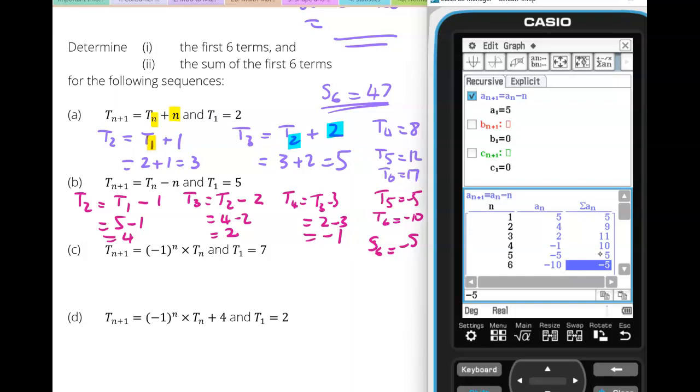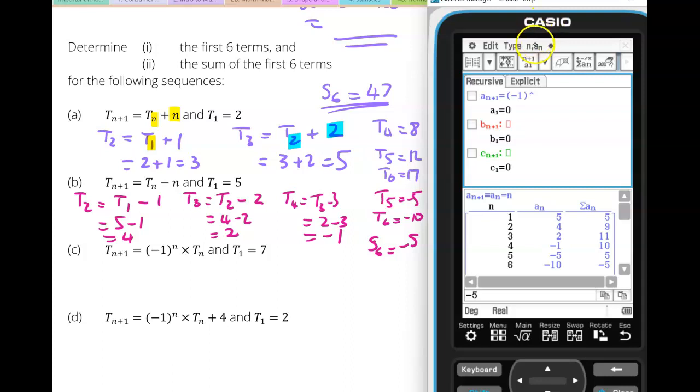Part C, bit different again. So this -1 to the power of N, again we're using N, not Tn, at least to start with. So I'll start this from scratch. How do we think we might type that in? As you see it really. So bracket, -1, close bracket, and then we want to do to the power of.